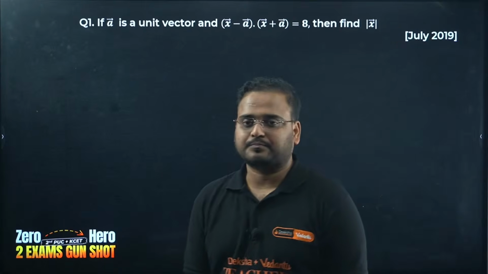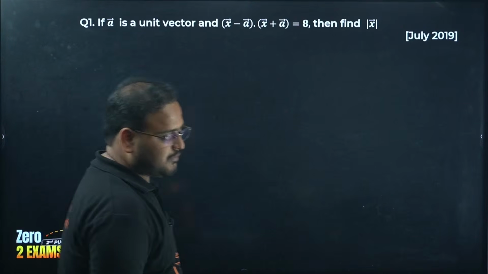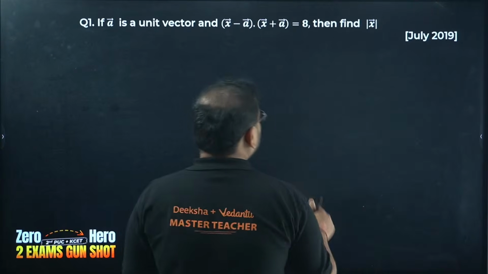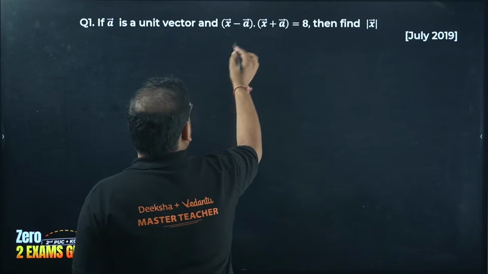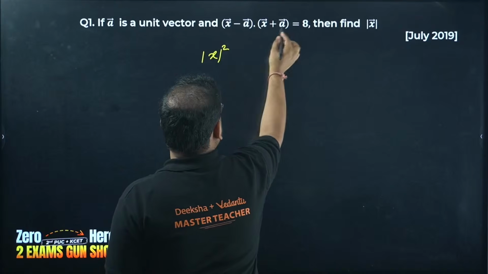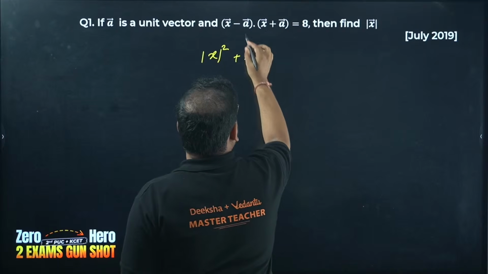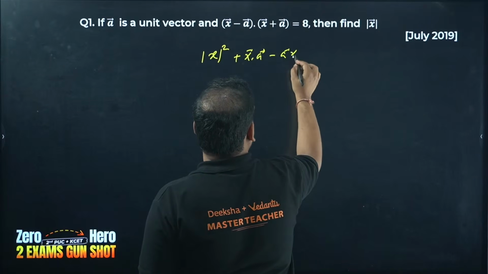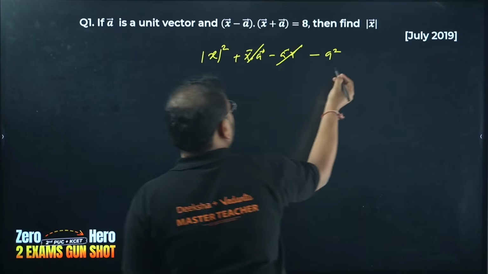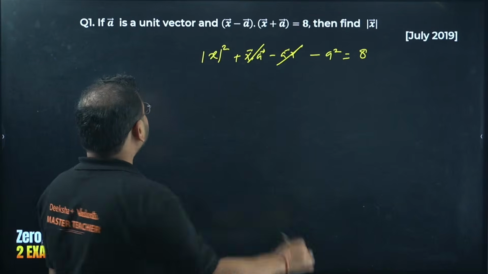If A is a unit vector, we have this value. What is the answer for this particular question? Mod of x square, and x with a will be simply xa, and this will be minus ax. This will be minus a square. This is cancelled because dot product is simply commutative in nature. We all know that very well.